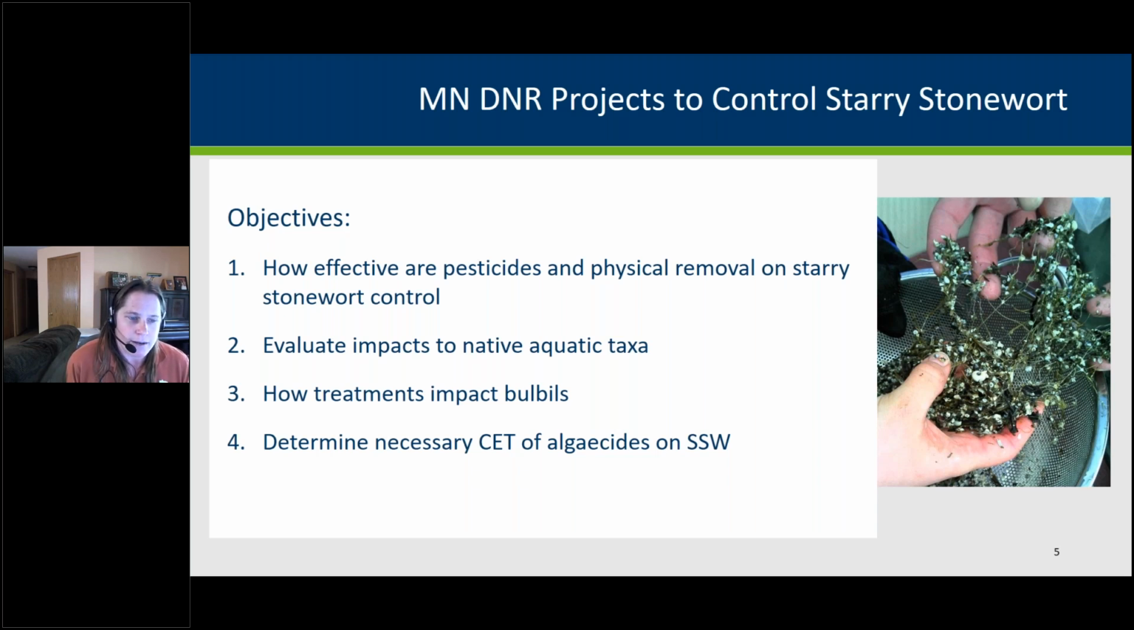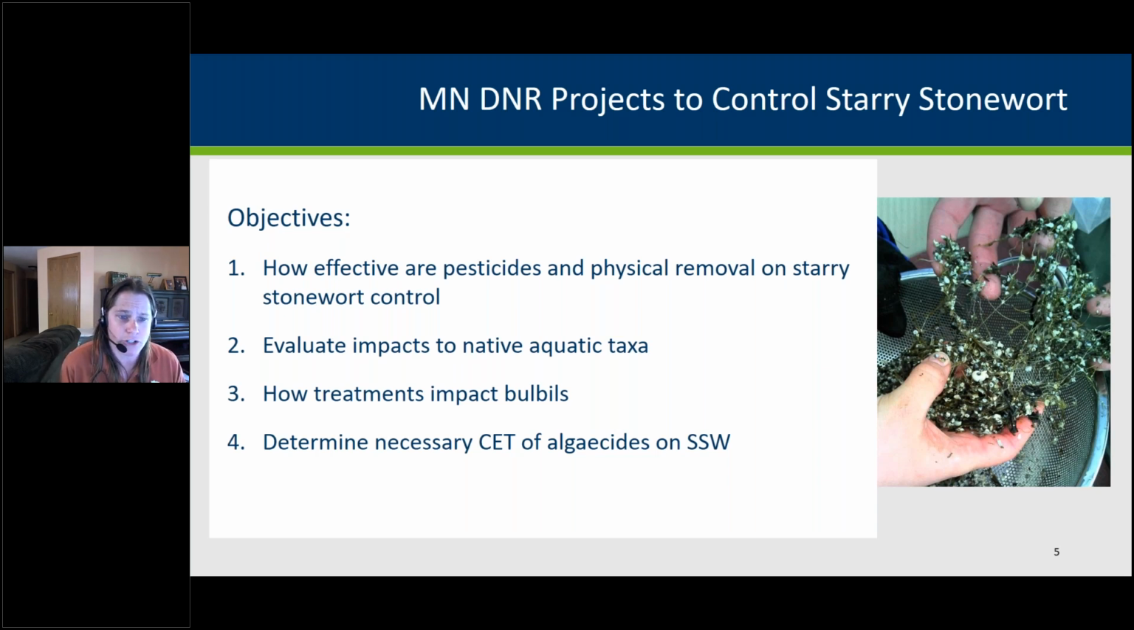We also evaluated impacts to native aquatic taxa, and this includes native plants, including your native chara, which is also a macroalgae that is impacted by the pesticides that we used. In one project we sampled macroinvertebrates pre and post copper treatments. That won't be discussed in this presentation today.